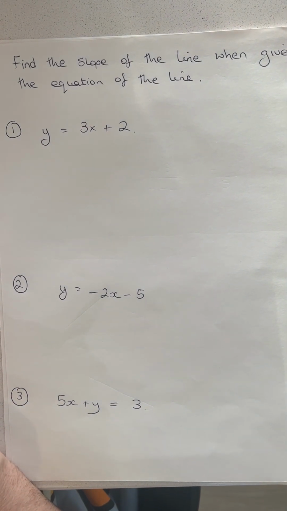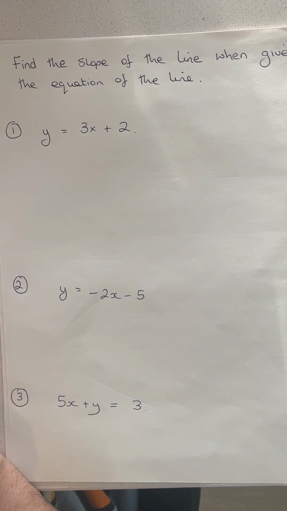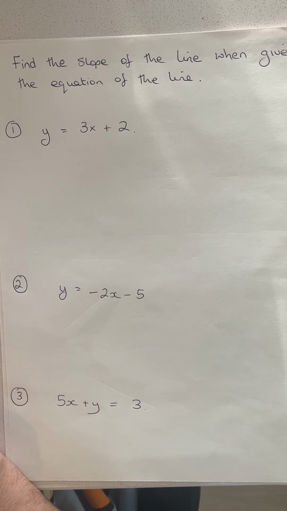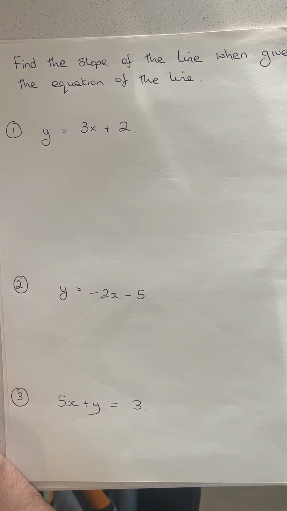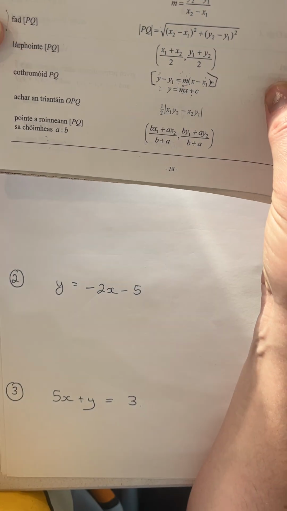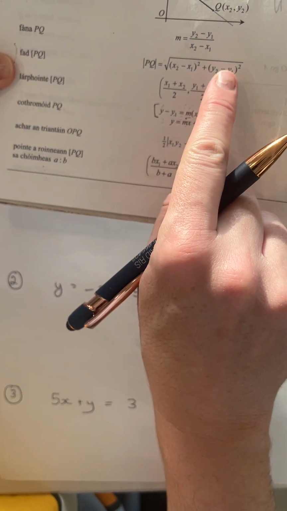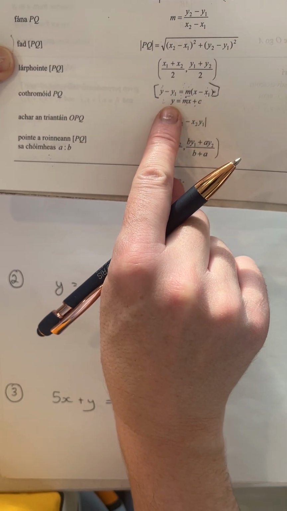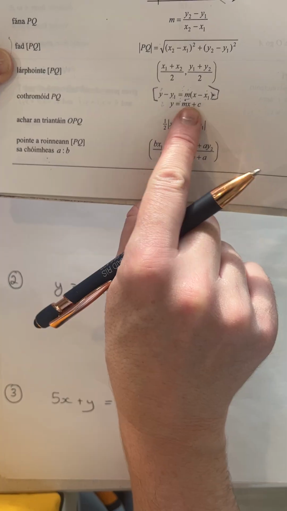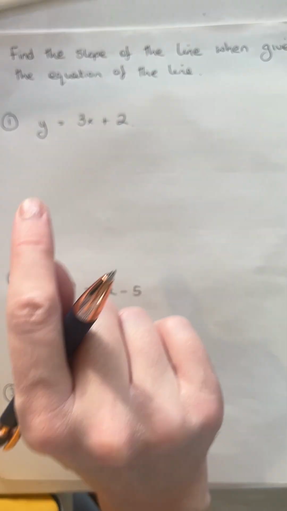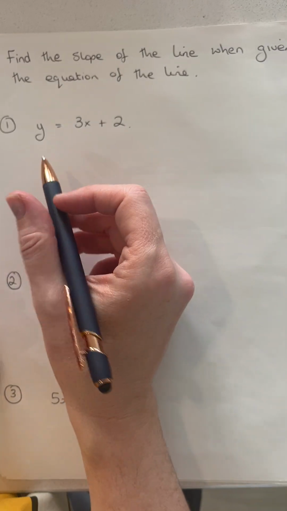Here we want to find the slope of the line when given the equation of the line. Usually our easiest option is to compare to our log tables. If you're given the equation of the line and the y is completely on its own, you should be able to pick out the slope. It will be attached to the x.